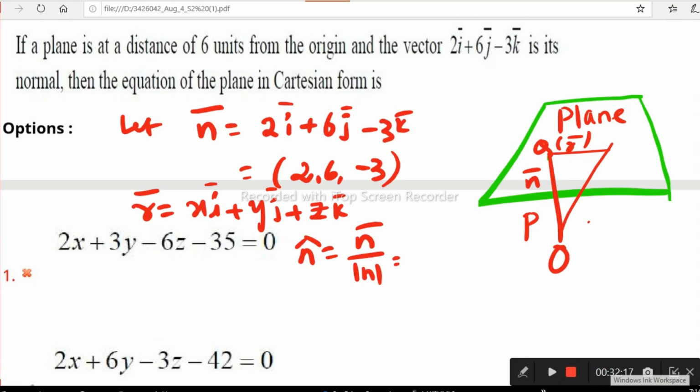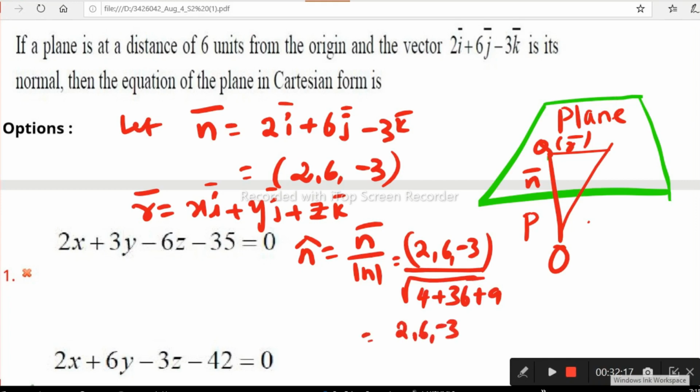Then what is the next step? What is n here? 2, 6, minus 3. What is the modulus? Mod n is root over 2 square 4 plus 6 square 36 minus 3 square 9. That is 2, 6, minus 3 by root of 36 plus 4 is 40, 40 plus 9 is 49, root 49 is 7. Okay, this is n cap.